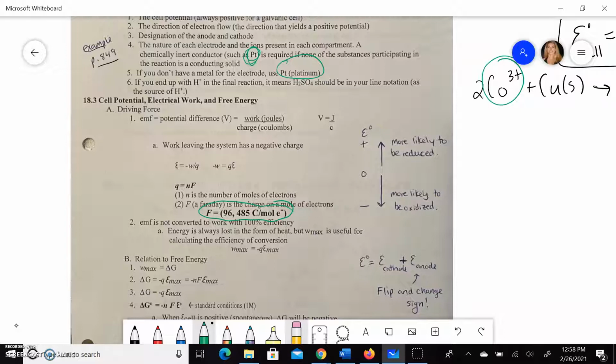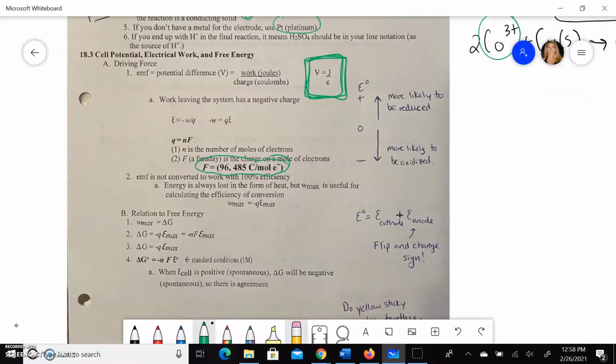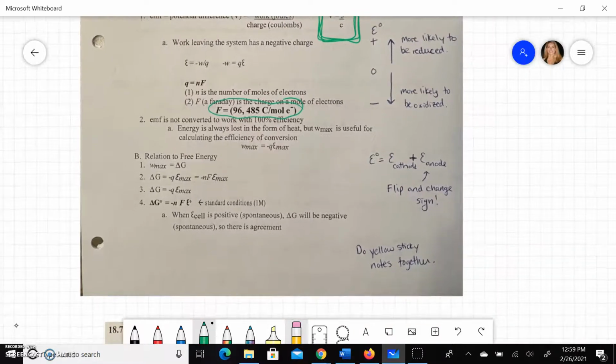But before we get to that equation, I want to highlight this right here. This will help you out a lot in this chapter. If you can remember that a volt is the same thing as a joule per coulomb. A volt is the same thing as a joule per coulomb. We're going to use that in just a few minutes. There's a few things that I jotted down over here on your list. The more positive the E cell or the voltage, the more likely it is to be reduced, and the more negative ones are more likely to be oxidized.